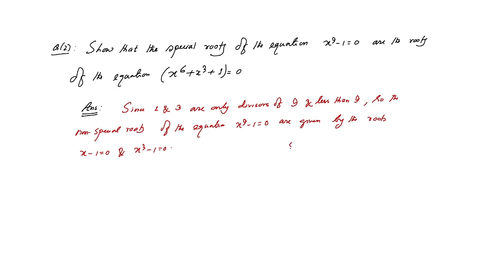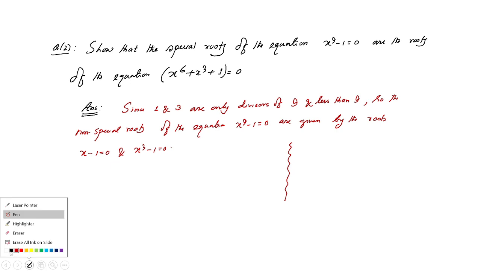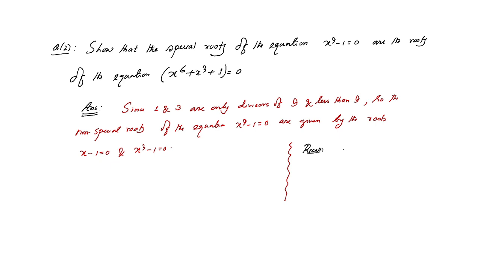So here we will write a recall. That recall is important, the supportive recall for this paragraph. So what is the supportive recall? Recall: a non-special root of the equation x to the power n minus 1 equals 0 is a root of x to the power m minus 1 equals 0 for some m less than n.